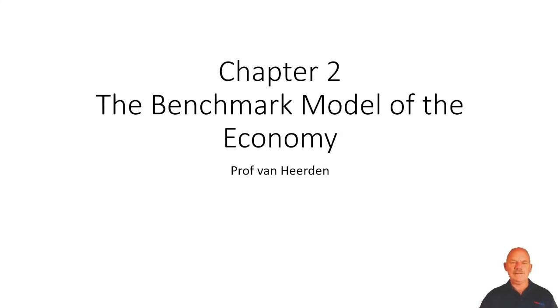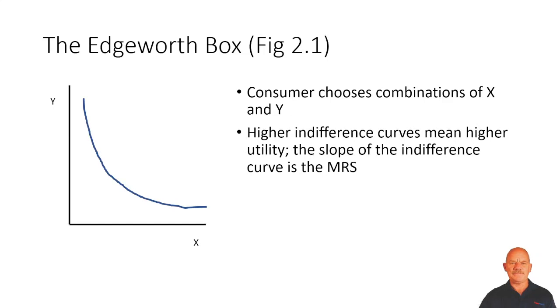This video is on Chapter 2, the benchmark model of the economy. It has a lot of microeconomics in it, and I hope you will get a glimpse of that. So, a consumer chooses combinations of commodities X and Y.